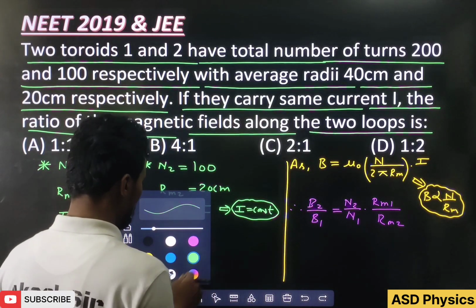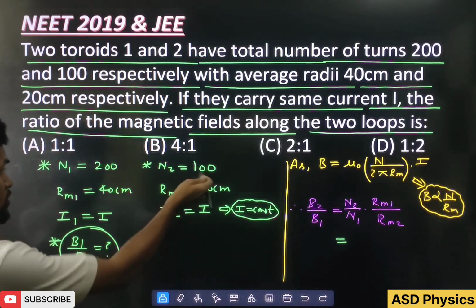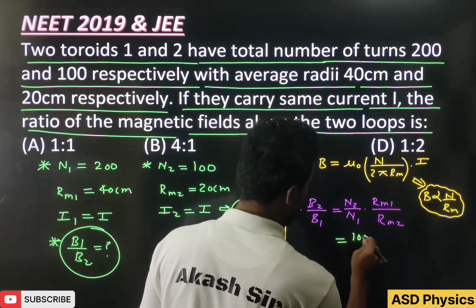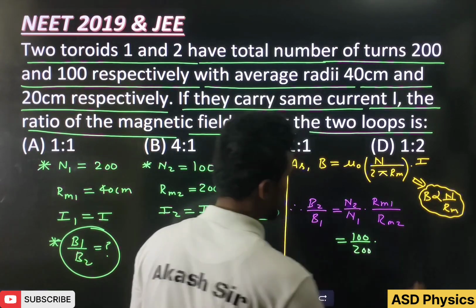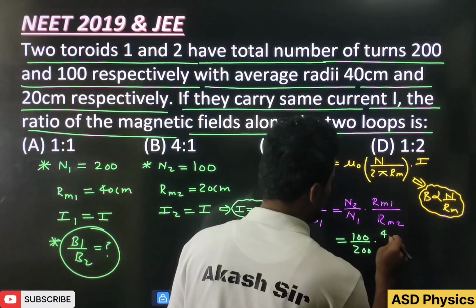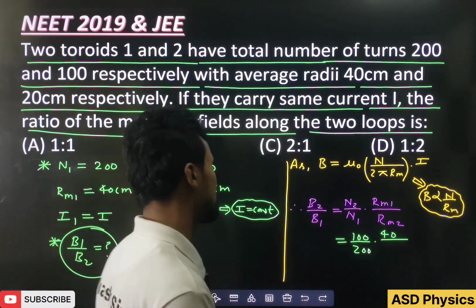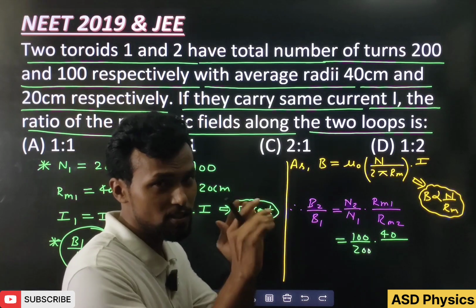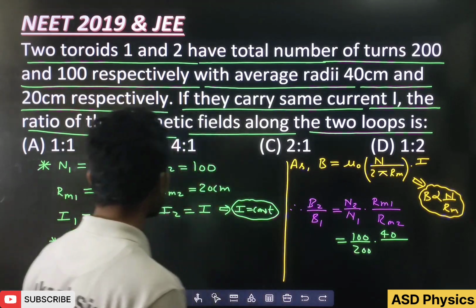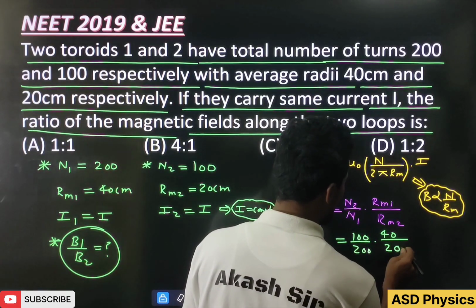And after that just put the values here. N2 is 100, N1 is 200, so we can write 100 by 200 into Rm1, which is 40 centimeter. Anyhow the centimeter will cancel out, so there is no need to convert into SI all the time. If it is going to be cancelled out, no need to convert. Even if you write 10 to the minus 2, that will also cancel out. Why make the calculation complex? And Rm2 is 20.